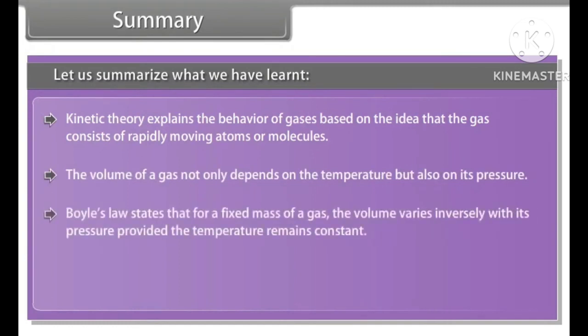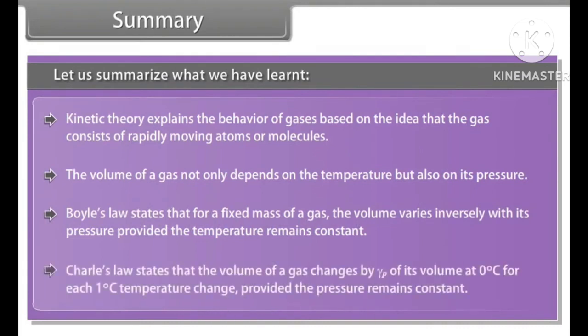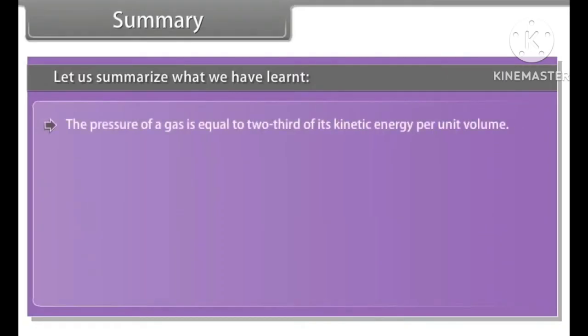Boyle's law states that for a fixed mass of a gas, the volume varies inversely with its pressure provided the temperature remains constant. Charles' law states that the volume of a gas changes by gamma P of its volume at 0 degrees centigrade for each 1 degree centigrade temperature change, provided the pressure remains constant. The pressure of a gas is equal to 2/3 of its kinetic energy per unit volume.